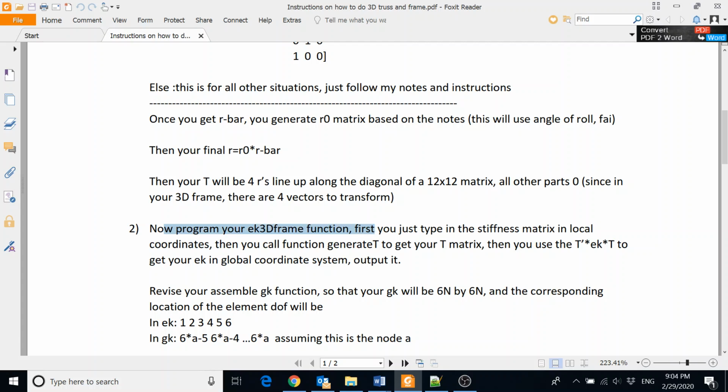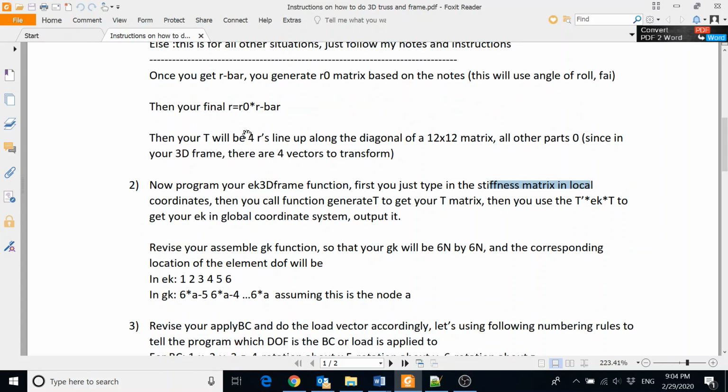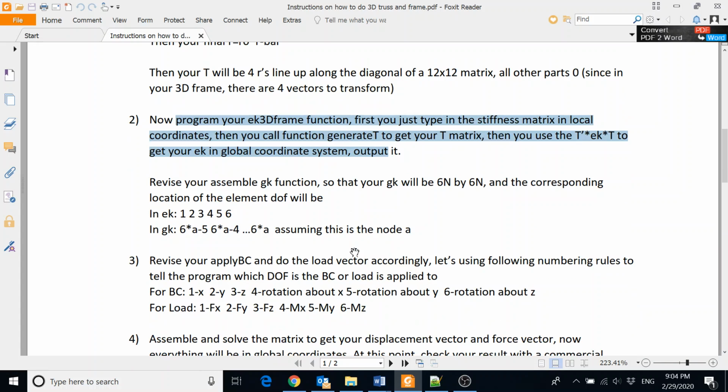Now, you can do this. You already got your stiffness matrix 12 by 12 in the local coordinates. Then you can call the function you just programmed to get your T. Then you use this formula, T transpose times your local EK times T, to get your EK in the global system. I think if you do this, it should be cool. That'll be kind of a middle step.